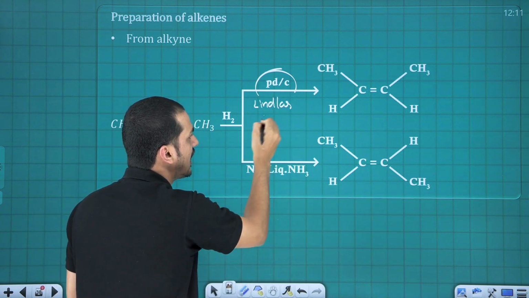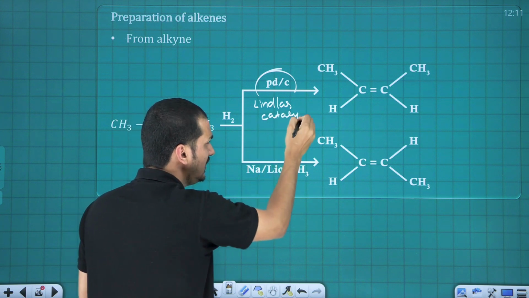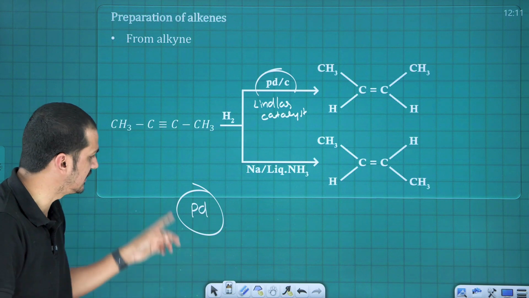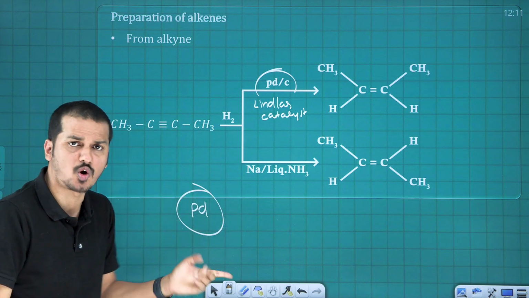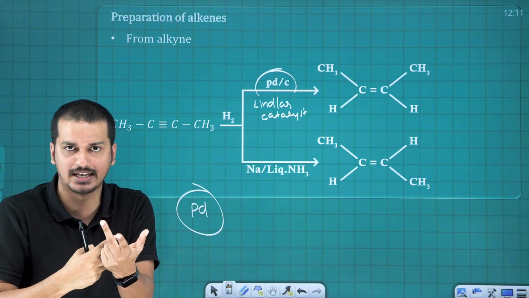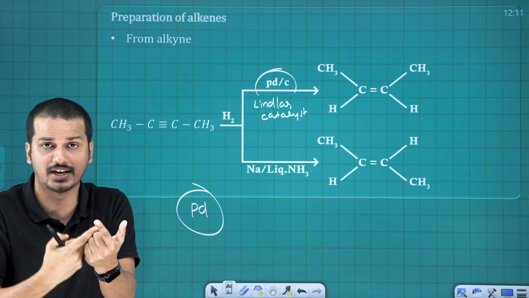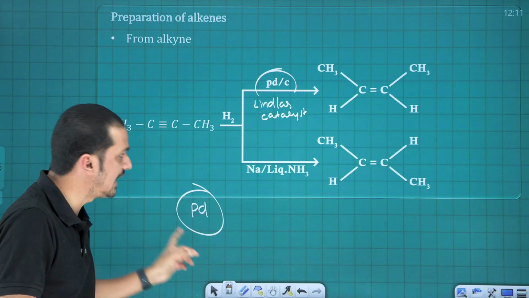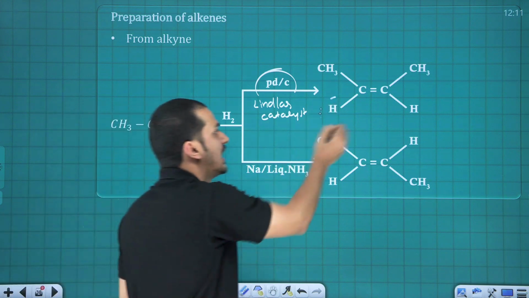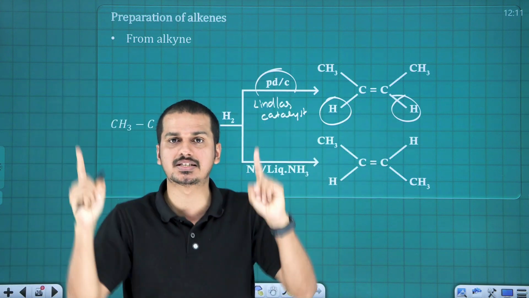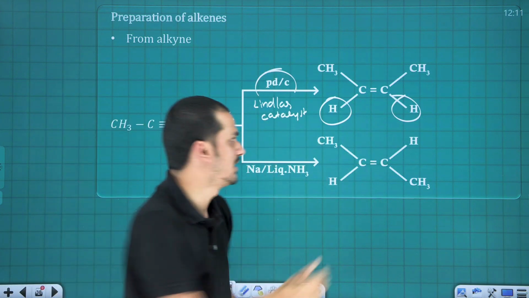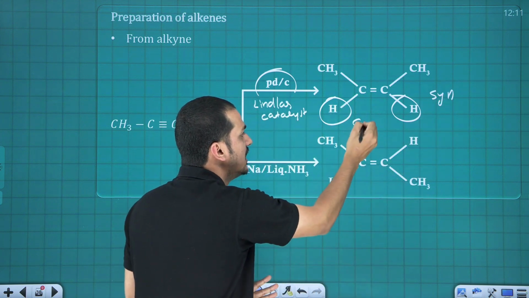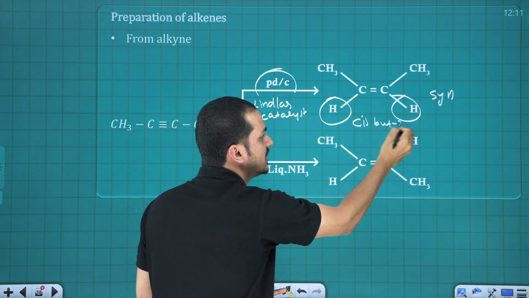So here actually you are partially deactivating that palladium by using charcoal, or else calcium carbonate, or else barium sulfate, or else quinoline. All that you can utilize to partially deactivate this palladium. That time hydrogen will be added on the same side. That is what is syn addition. So you will get the compound cis-butene.